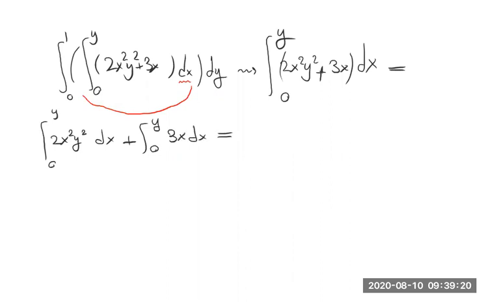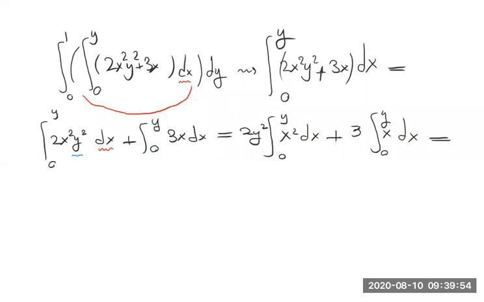Okay, here x is the variable and therefore y is the constant. Therefore, y comes out of the integral, just like any constant number. So here we would have 2y squared. They come out of the integral. So I should only take the integral of x squared dx from 0 to y, plus. Same thing is true for 3. 3 comes out of the integral. So it would be 3 integral of x from 0 to y dx.